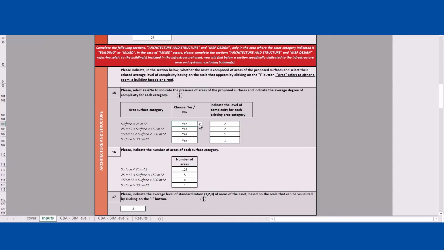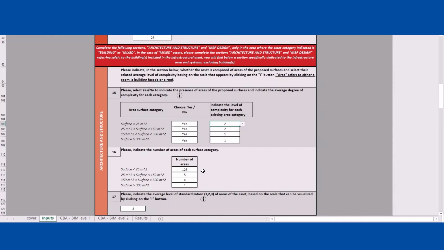25 square meters. So we select yes, then consider the rooms belonging to this range as being, on average, moderately complex as it involves some details needing to be modelled. Therefore, we select 2 as the level of complexity. Lastly, we select 125 here.